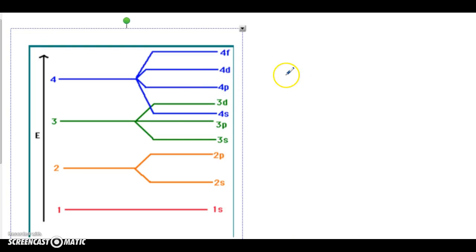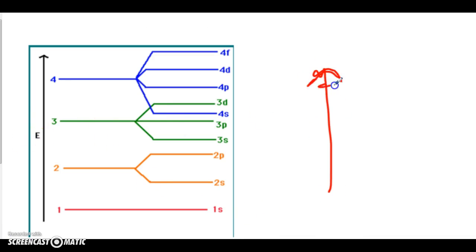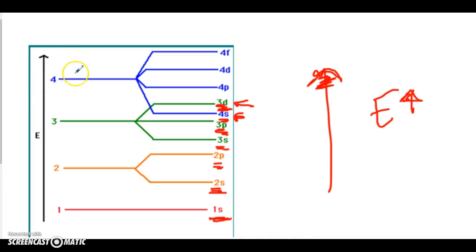Okay, here's a nice visual of energy. Energy is increasing as we're going up here. So 1s, 2s, 2p, 3s, 3p, 4s, 3d. So remember, 3d is higher energy than 4s. And this is a good visual: 1 can have 1 sublevel, 2 can have 2, 3 can have 3, 4 can have 4.